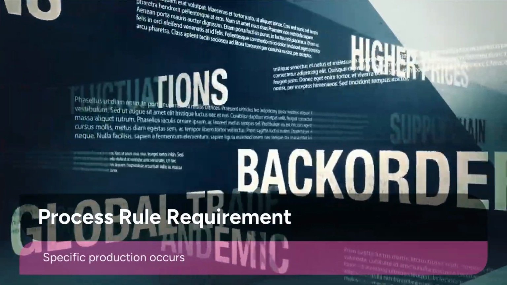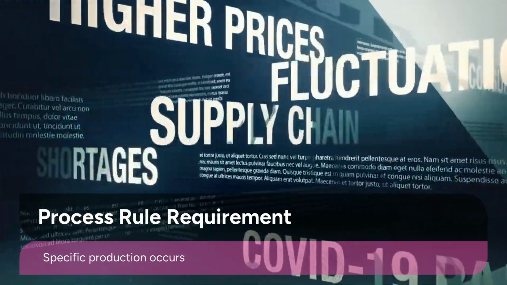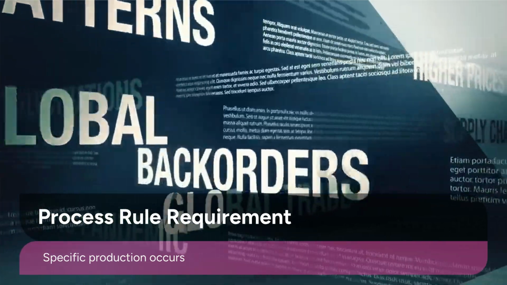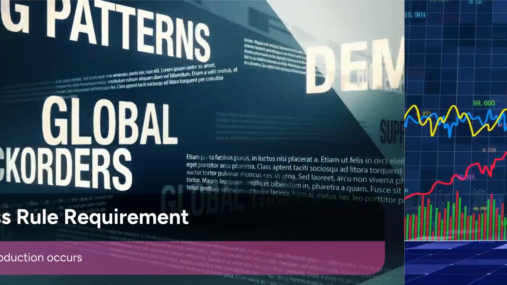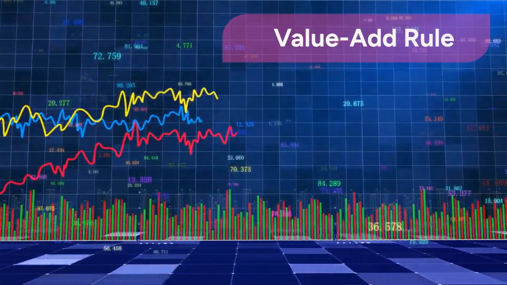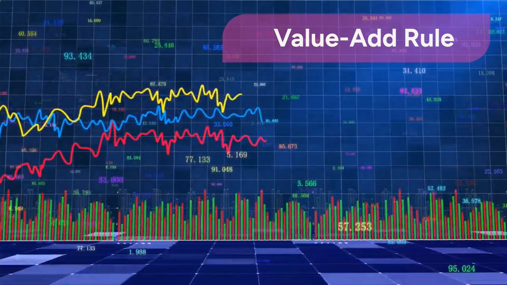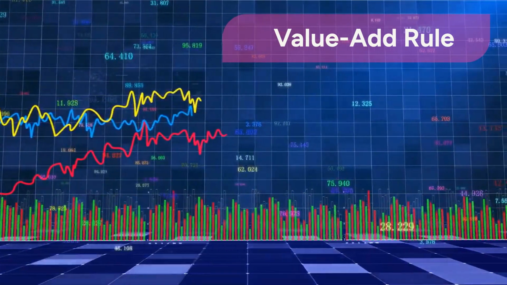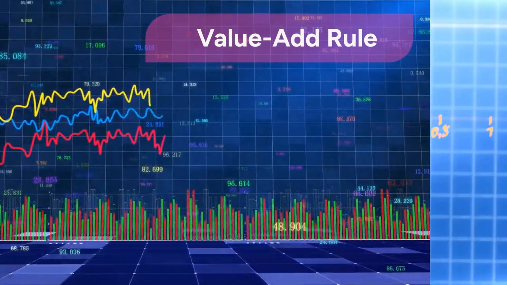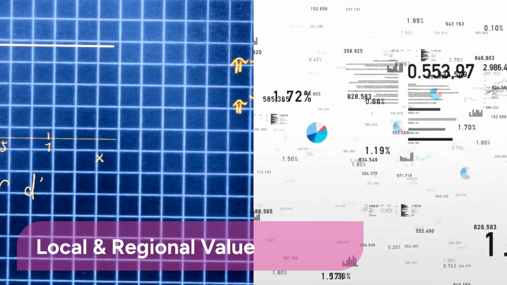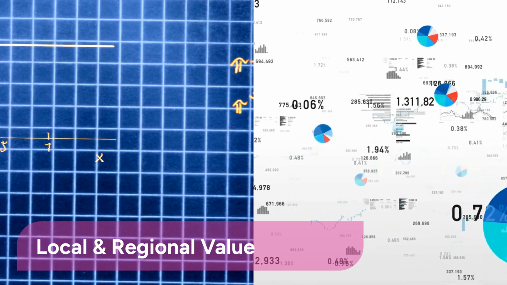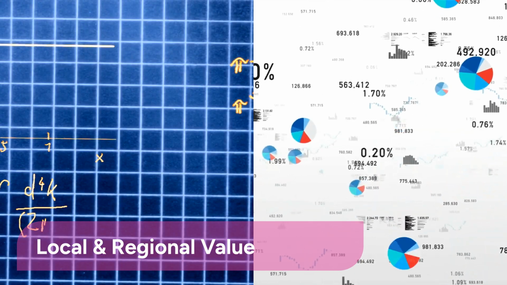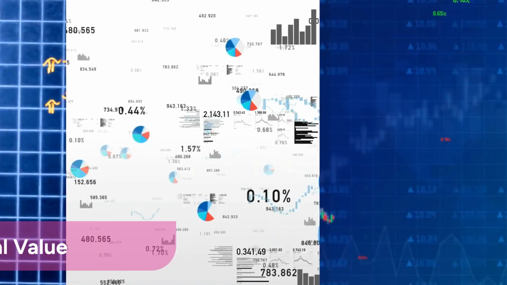Beyond CTC, other criteria for substantial transformation include the process rule and the value-add rule. The process rule mandates that a specific, predefined production process must occur in the exporting country for the product to be considered originating. The value-add rule qualifies the product's origin based on the value of the manufacturing or work done in the exporting country. This value-add can be calculated in terms of local value-add, focusing on the exporting country, or regional value-add, covering all parties to the FTA.